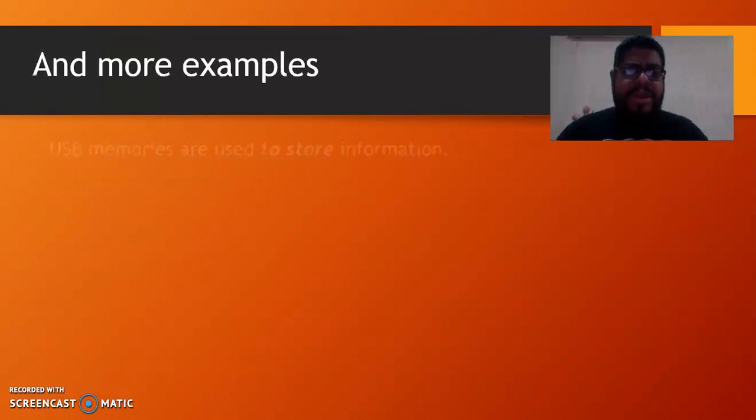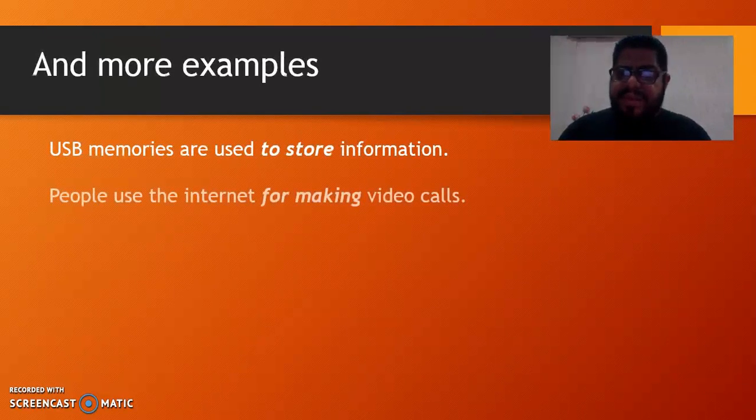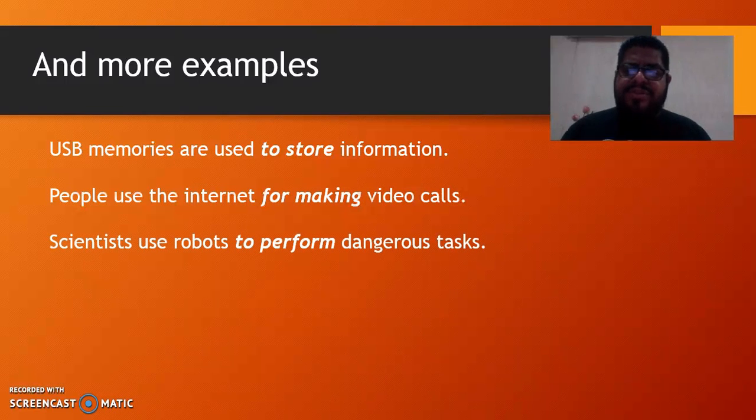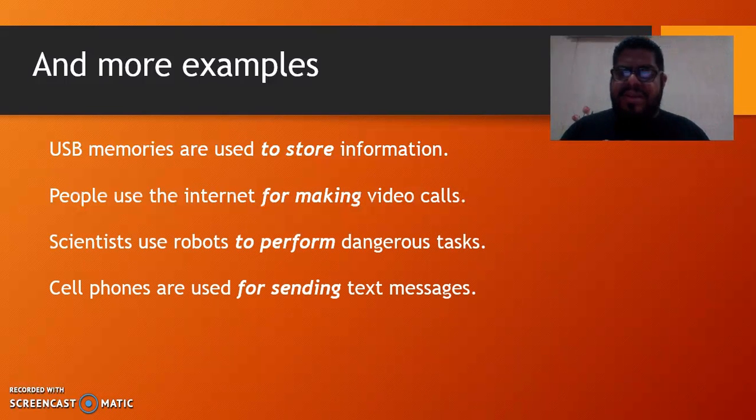But here we have more examples. USB memories are used to store information. People use the internet for making video calls. Scientists use robots to perform dangerous tasks. Cell phones are used for sending text messages. So as you can see, this is a very short topic. It's not a big deal.